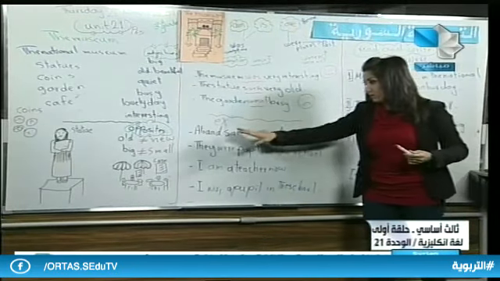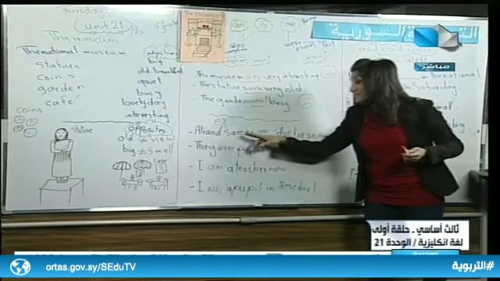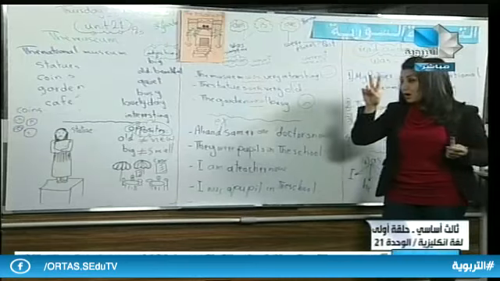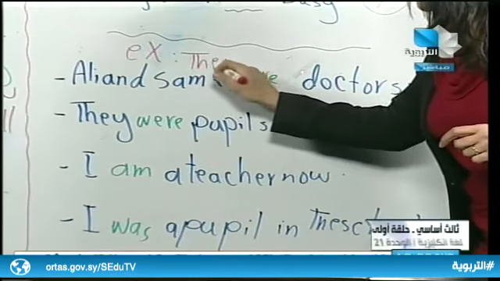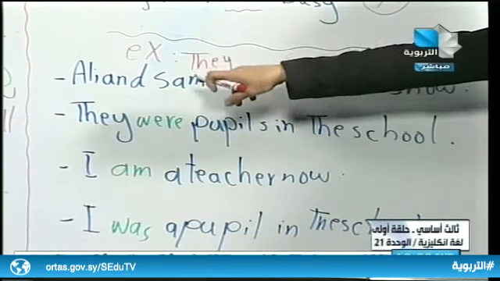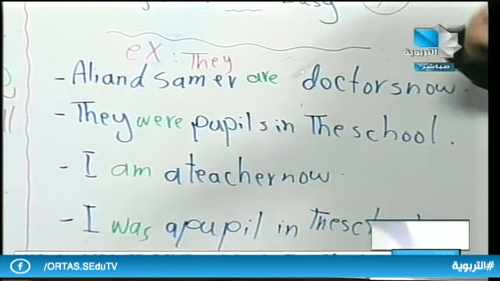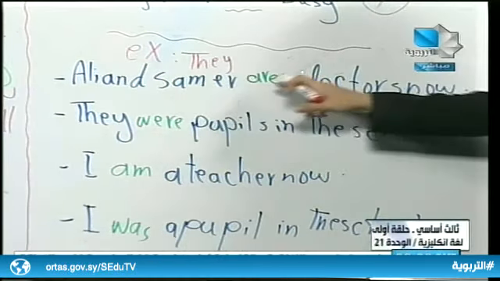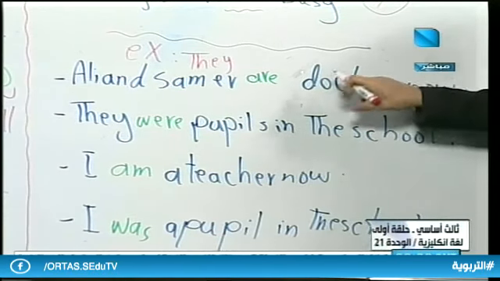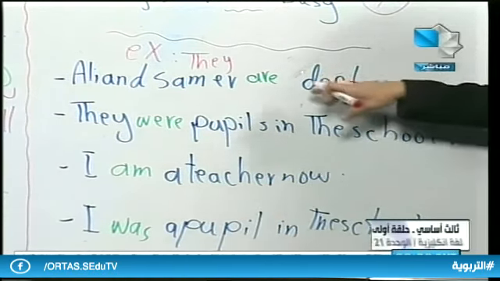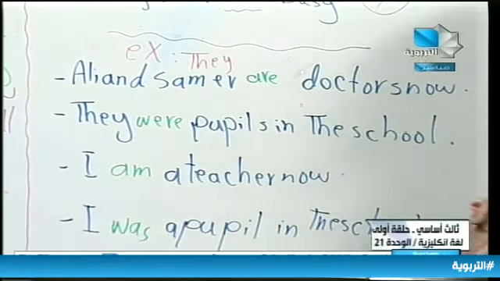Pay attention, please. We use are, were, and was. Ali and Samir. They are both. We can say they. When I say they, I have to use are in the present or were in the past. So, Ali and Samir are doctors now. Do you remember doctors when we talked about the jobs? Yes, they are doctors now, but they were pupils in the school.